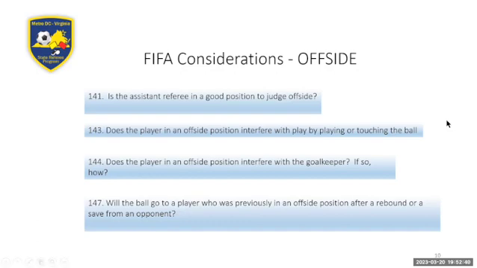will the ball go to a player who was previously in an offside position after a rebound or a save from the opponent? So if the goalkeeper's coming out and he saves the ball or keeps the ball from going into the net, does it go to a player that was in an offside position and therefore create an offside offense? So from here, we're going to show a series of schematics, and then we're going to show some clips. As you're watching them, we'll do them in the same order that these appeared. Ask yourself those questions as you're watching the clip.